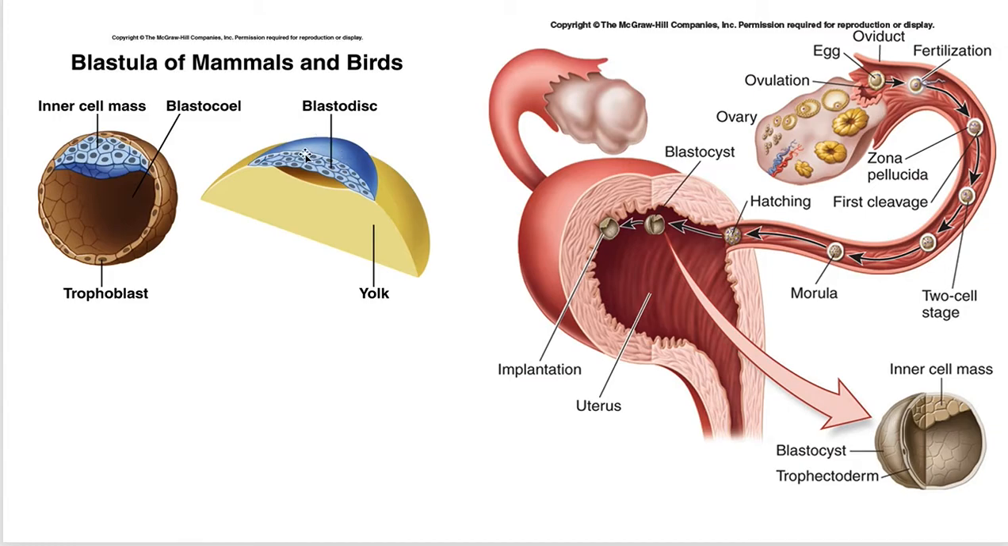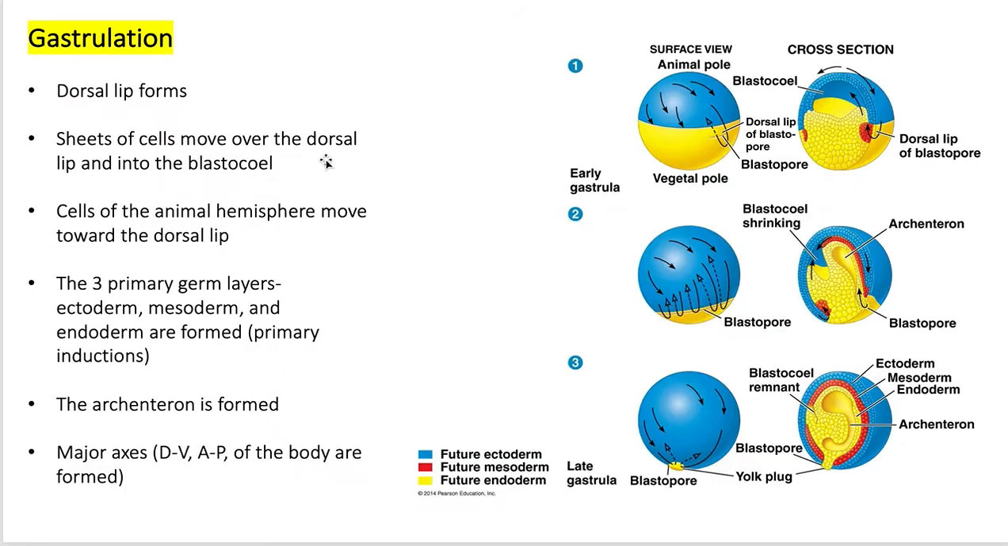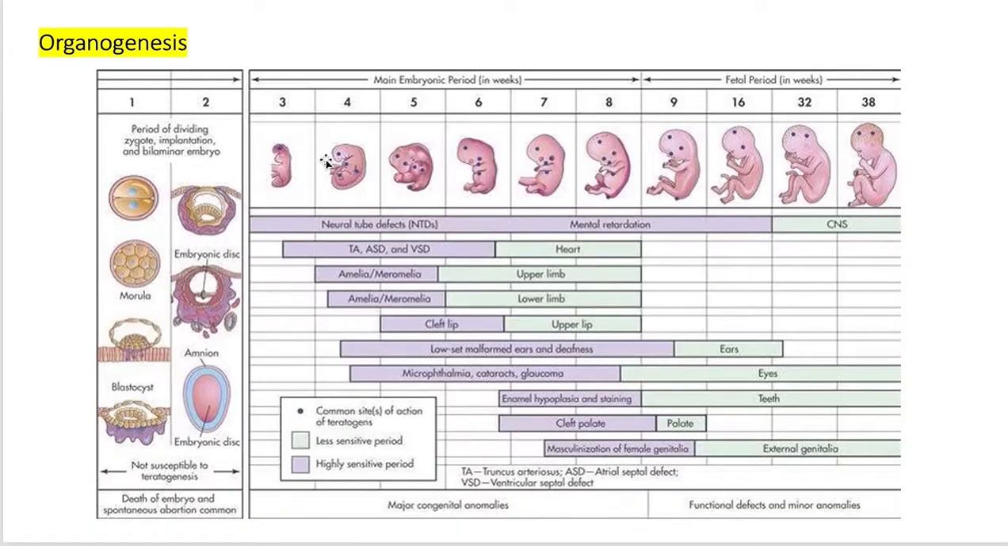And this is a blastodisc. A blastodisc in a bird is interesting only in the sense that if you've ever seen a chicken egg that has a little white halo thing on the yolk, that's actually an embryo, a blastodisc, and that egg is fertilized. Gastrulation is the next process, and then after gastrulation is neurulation, and then we get to organogenesis.